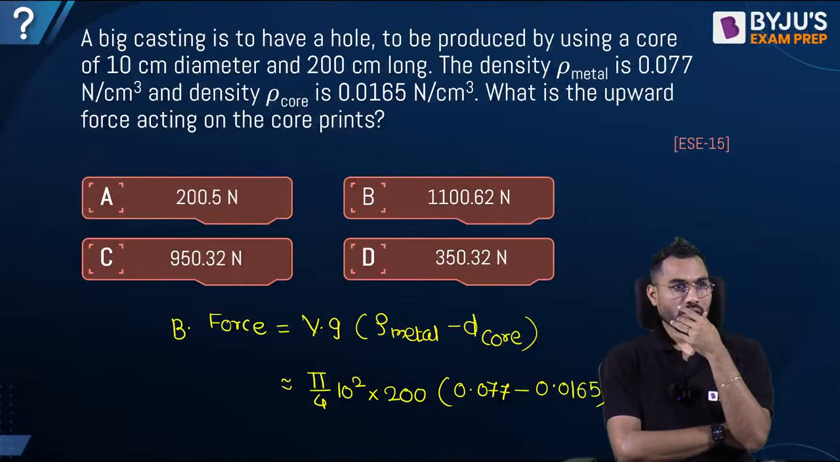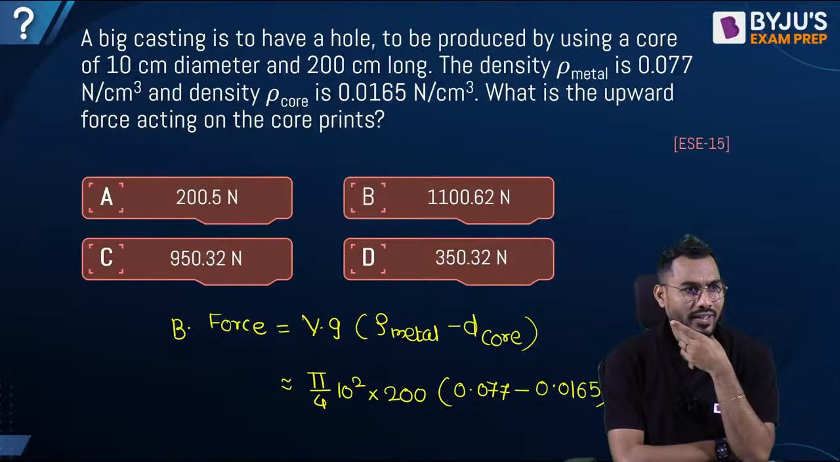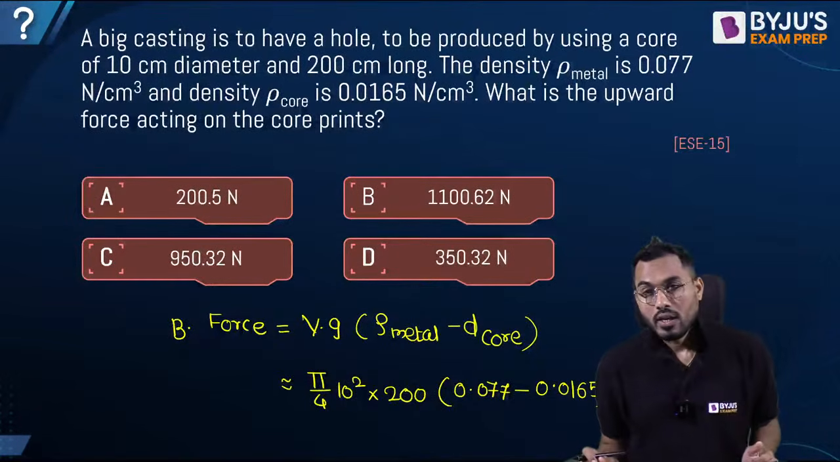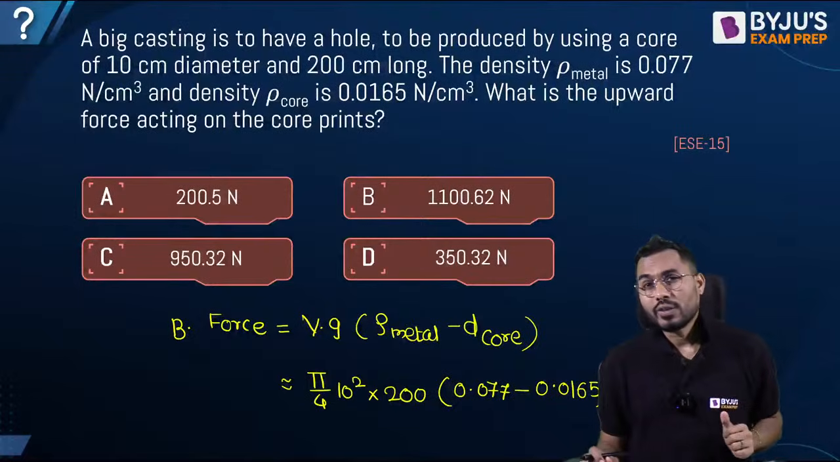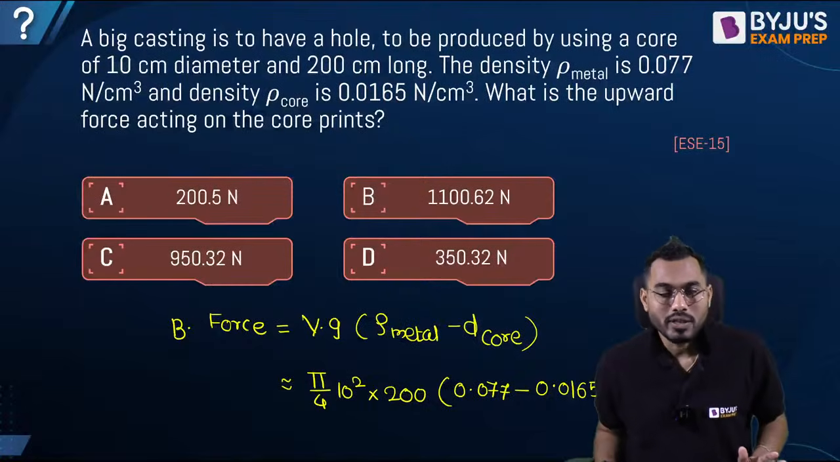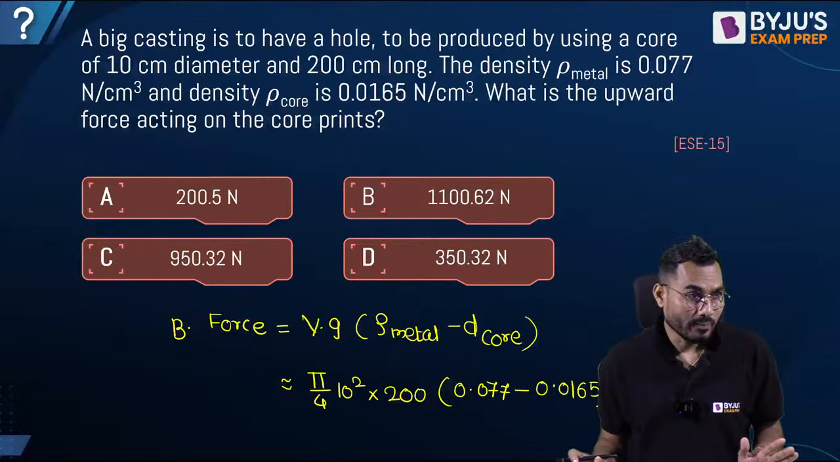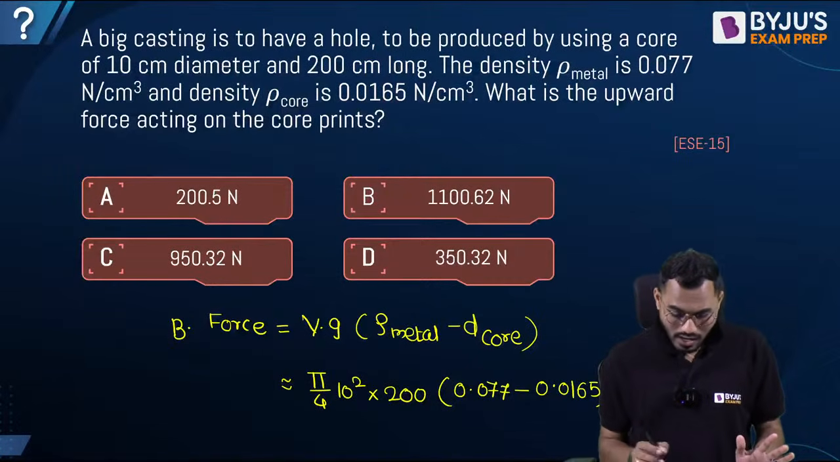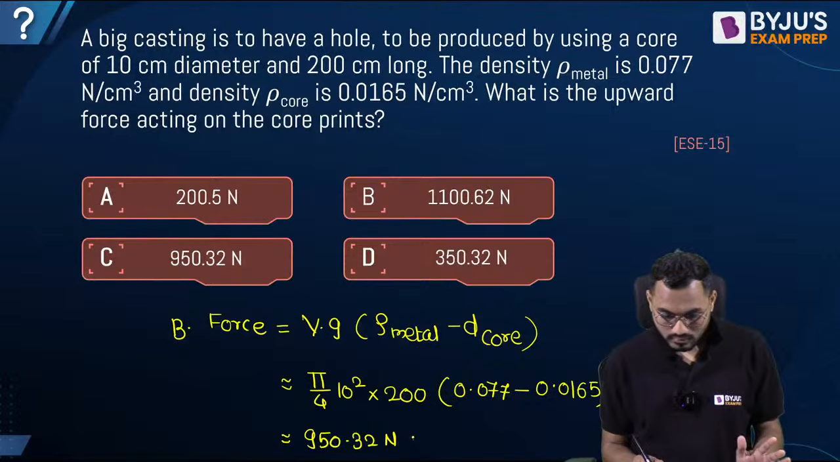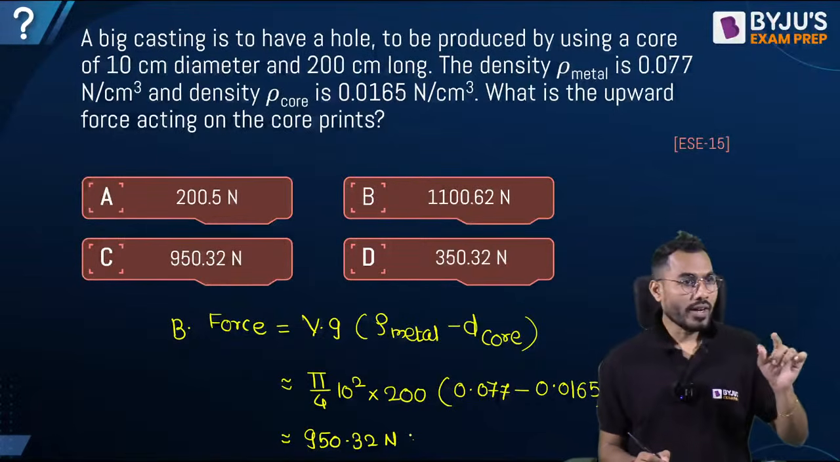Core may be of any shape, or a cylindrical shape. Most of the time the core is cylindrical, because whenever we are interested in creating a hole, it has to be circular. But there is no necessity that the core has to be circular by default, because technically the core can be of any shape. And my answer comes to 950.32 Newton. Is it okay, everyone?